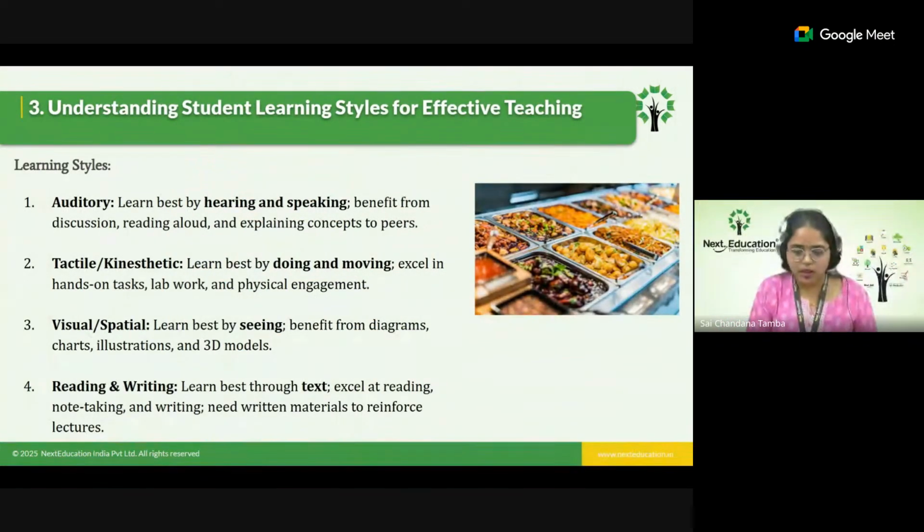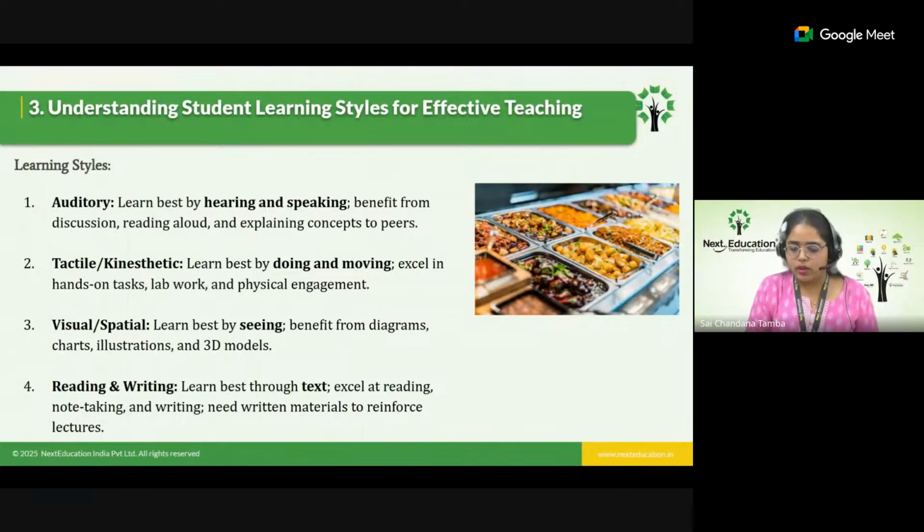As Bhavika ma'am has already told, there is a variety of students in the class. You can't group all the students into one particular learning style. Everyone is different. For example, you can see here the first being the auditory. Auditory students prefer to learn by hearing and speaking. They benefit mainly from discussion, from reading aloud in class, and from explaining concepts to their peers. That's how they learn things.